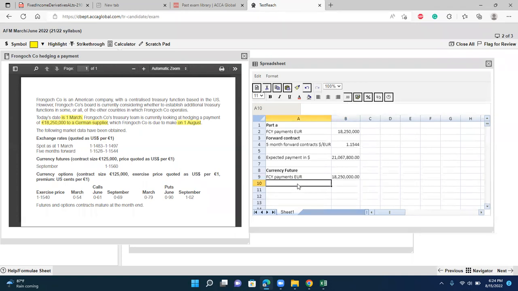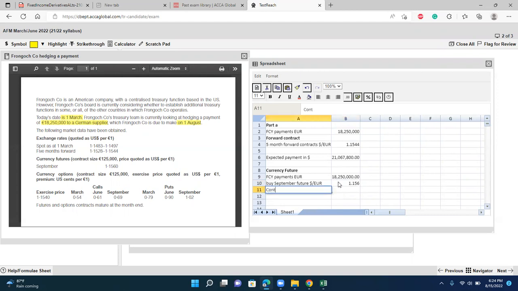Second step, decide whether to buy or sell the future. As the payment is in euro and the contract size is in euros, we have to buy the future. Buy September future, and the rate in dollar over euro is 1.1560.